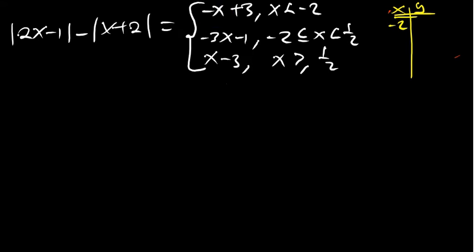I'm talking about this in case you are confused. Negative x plus 3: if we put negative 2, we are going to have 2 plus 3, which is 5. Next, any number less than negative 2, I'll pick negative 1. Negative 1 gives 1 plus 3, which is 4. Next, I'm going to pick 0. That gives 0 plus 3, which is 3.